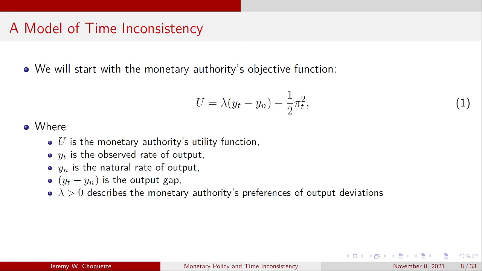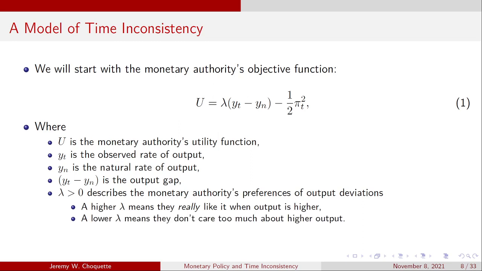Now, if there is some non-zero output gap, the amount that output gap is going to affect utility is going to be by an amount lambda times that output gap. So what's lambda? Well, lambda is a positive parameter that describes the monetary authority's preferences over output deviations. A higher lambda means they really like it when output's higher, and a lower lambda means they really don't care too much about higher output.